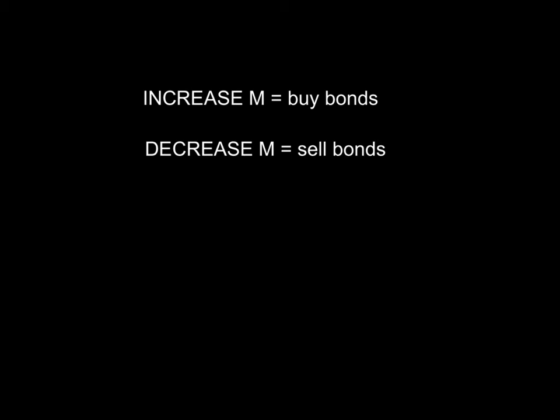Conversely, if the government wishes to decrease the money supply, if they sell bonds to the public, they remove cash, checking account deposits, from the hands of the public and replace them with bonds which are not part of the money supply. So this is the major way in which the government either increases or decreases the money supply.